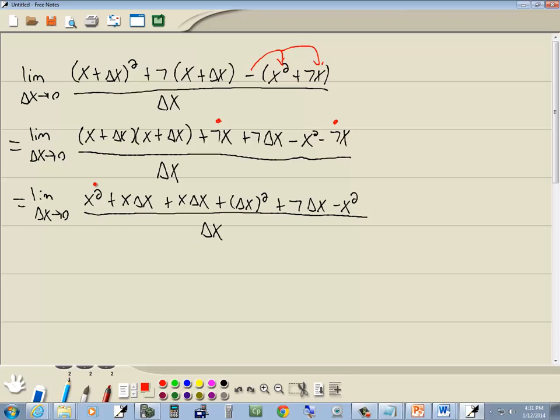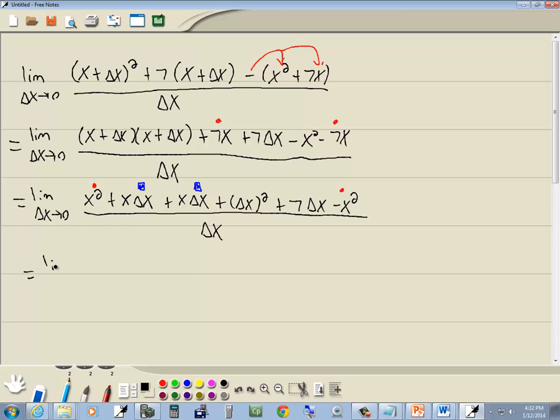Well, combine together like items up on top. Here we have x squared minus x squared. Those are going to cancel. Now here we have an x delta x. Here we have an x delta x. So those can be combined together.